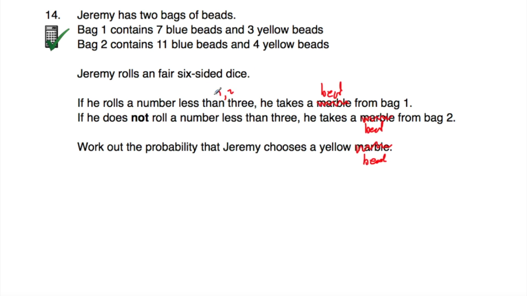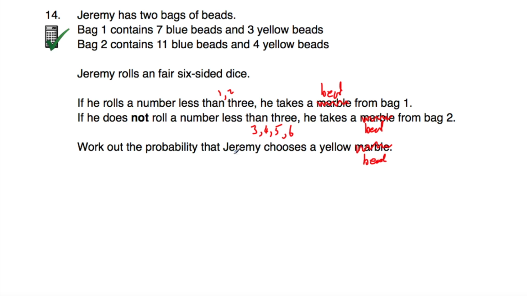If he rolls a number less than 3, so 1 or 2, he takes a bead from bag 1. And if he doesn't roll a number less than 3, so it's going to be the numbers that are not less than 3, which would be 3 itself, 4, 5 or 6, he's going to take a bead from bag 2. And the question says, work out the probability that Jeremy chooses a yellow bead.